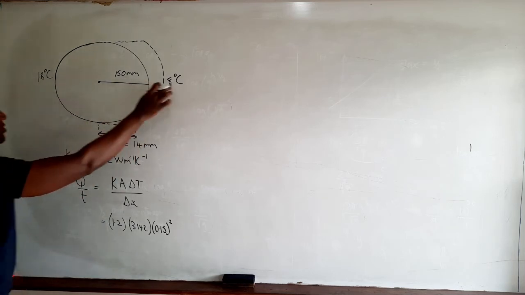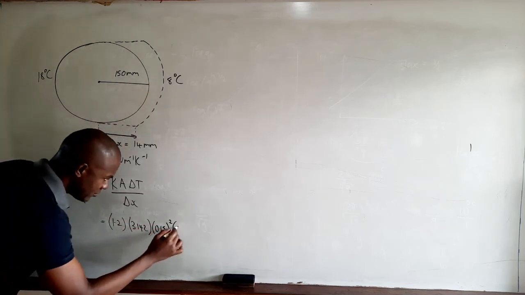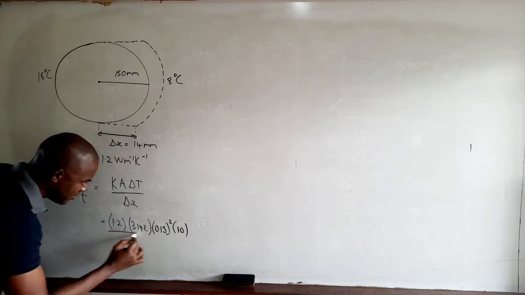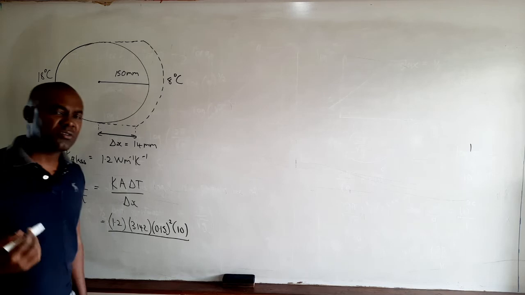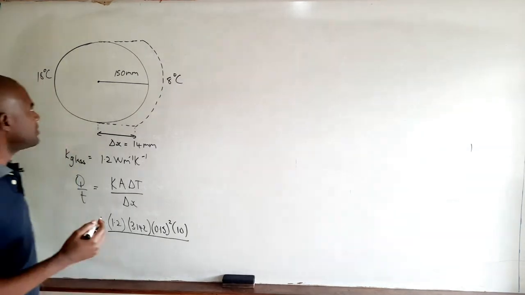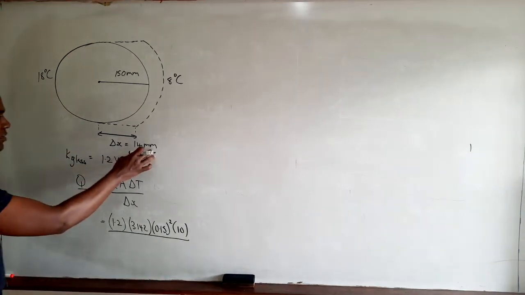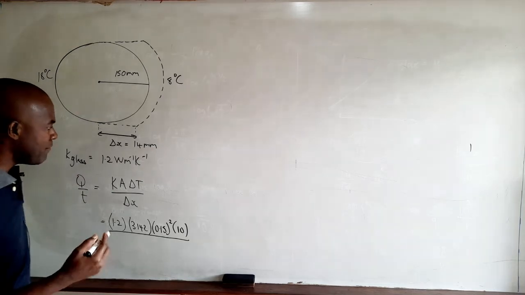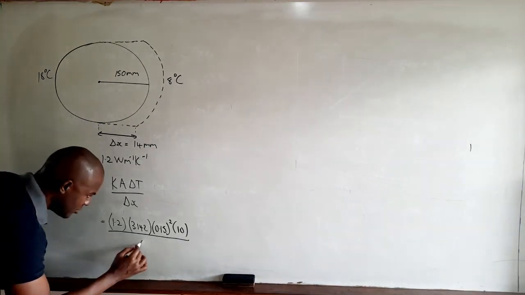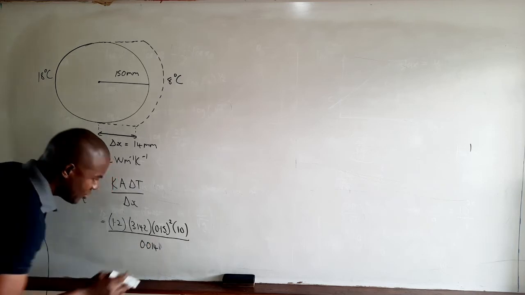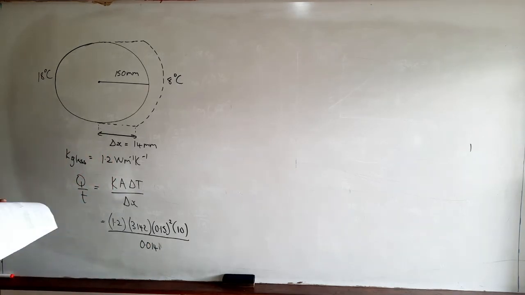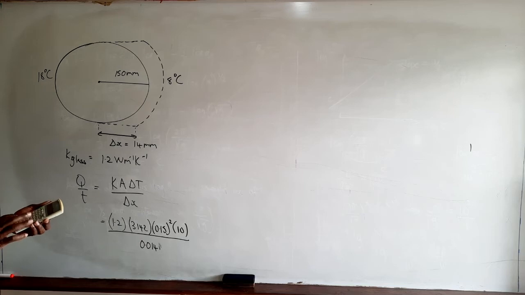So 18 minus 8 gives us 10. That is going to be divided by the thickness delta x, or in some cases you may just see x for the thickness, which in this case is 14 millimeters, which we convert to meters, and this gives us 0.014 meters. So that gives us a formula for calculating the rate of heat flow through this material, and we'll now go ahead and do our calculation.